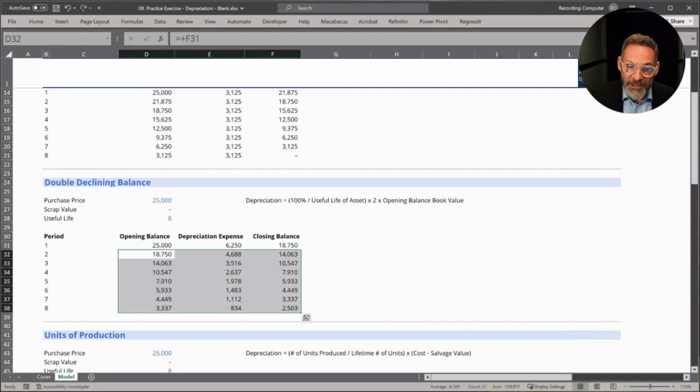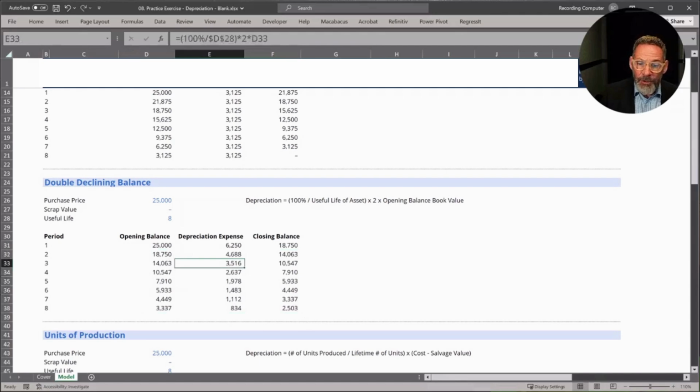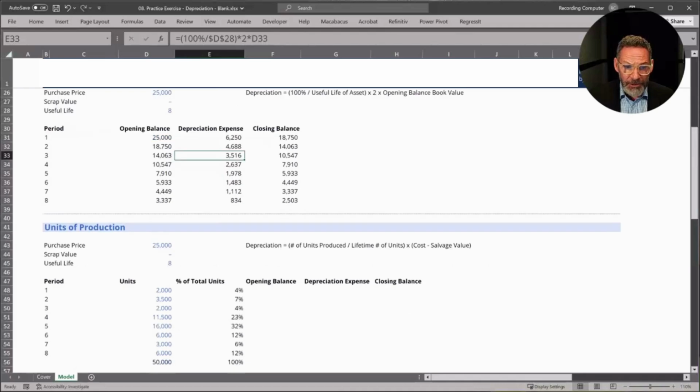Now, one of the things to note, recall, is that we're using this where we think more of the asset is used up in earlier years. So we're trying to spread that expense based on how we expect to use the asset. Okay, so now we've done double declining. Let's look at units of production. I'm just going to scroll up.